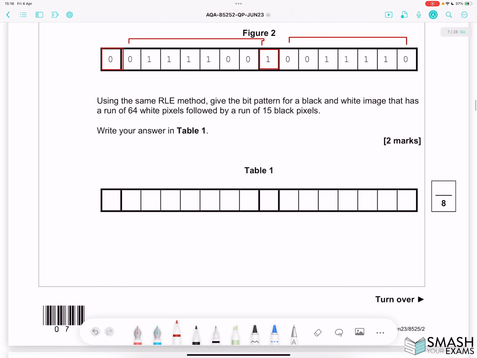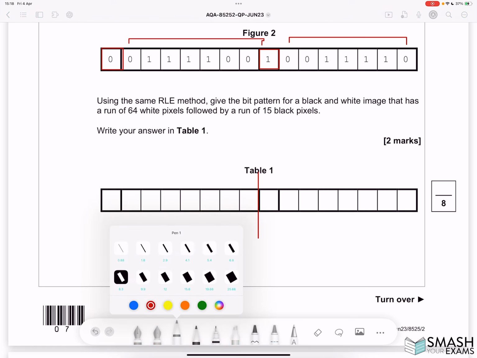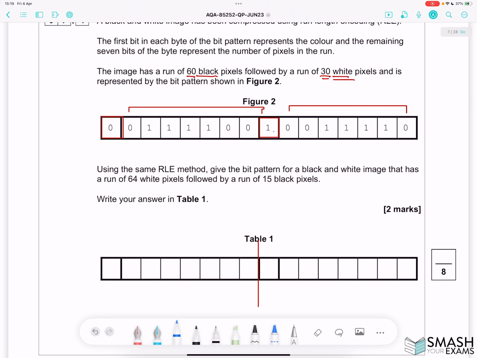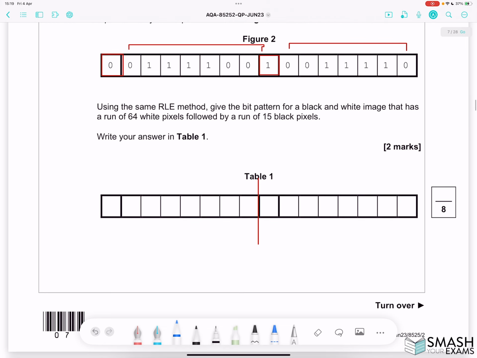So what they're then doing is going to ask us a question using the same run length encoding method. Give the bit pattern for a black and white image that has a run of 64 white pixels followed by a run of 15 black pixels. Okay, so the first thing to do here is just remember that they've treated this image where it's been split in half. So let's do exactly the same thing. And I'm going to start filling this in. Well, they told us previously that white meant the pixel was switched on. They were using 1. So they want 64 white pixels. So white is represented by the number 1. So we'll fill that in there.